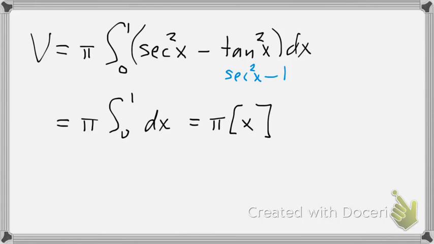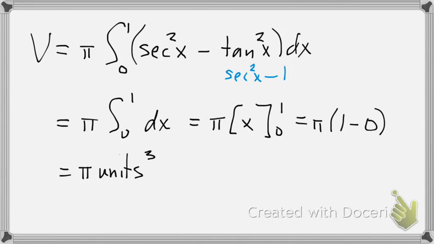Antiderivative is just x. If you take the derivative of x, you get 1 back. From 0 to 1, so we wind up with pi times 1 minus 0, which makes our volume pi cubic units. Is that okay? Not as bad as you were imagining? Maybe as bad as you're imagining? I don't know. Worse? I don't know.